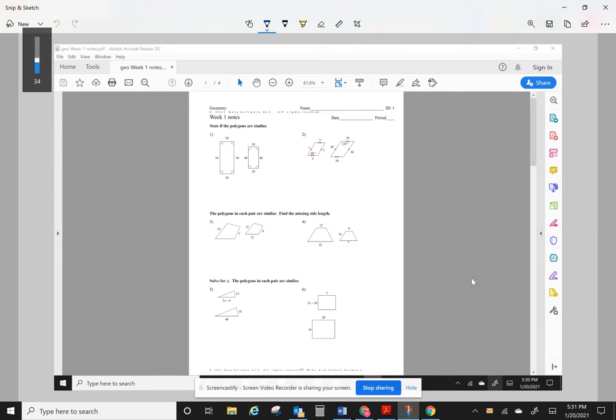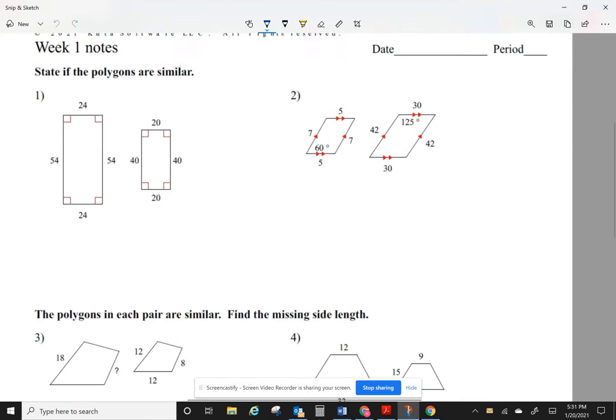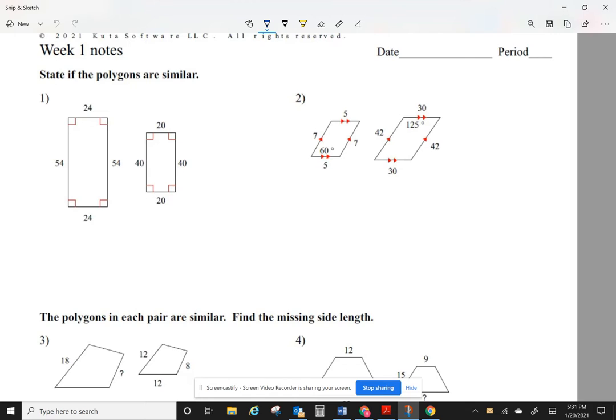We're going to start with polygons. We're going to start looking at whether they're similar. Now, for similar, we have pictures, in this case, of polygons, of figures. Similar means they have the same shape, so they look exactly the same. It's just that the size might be different.